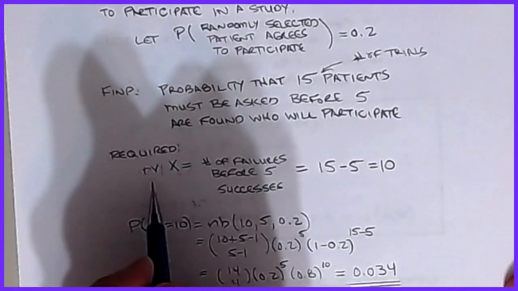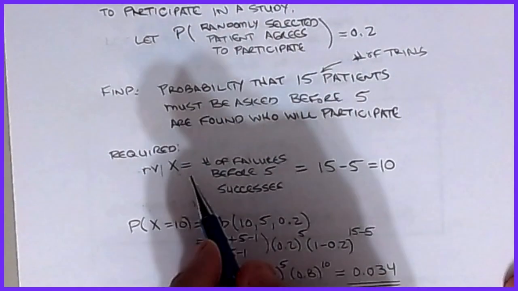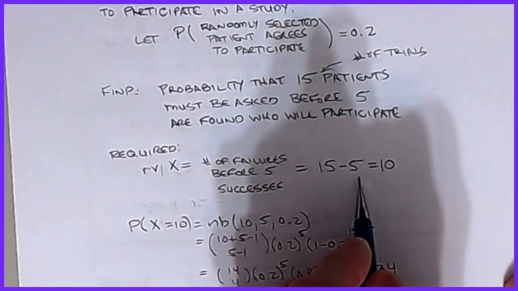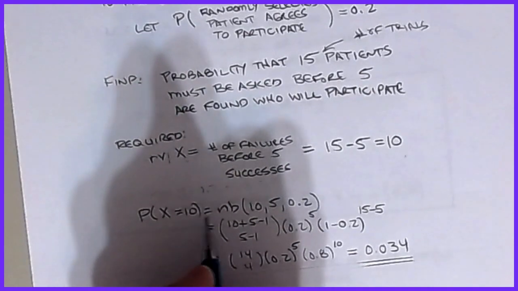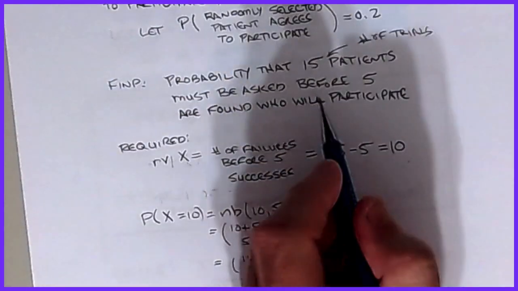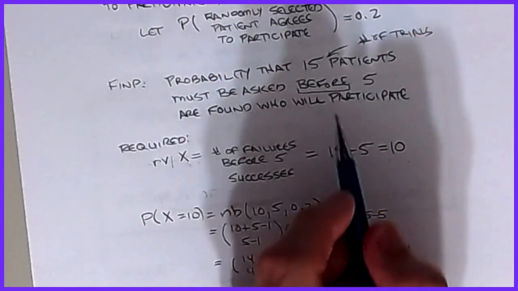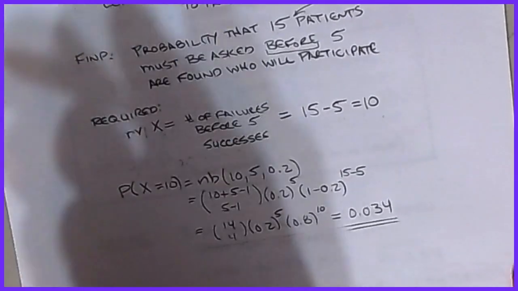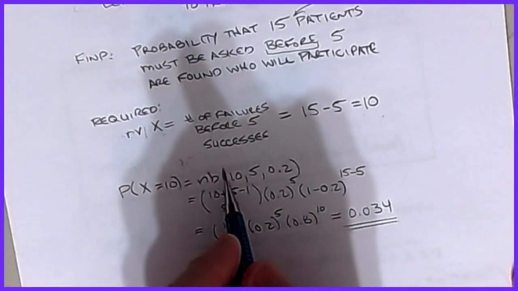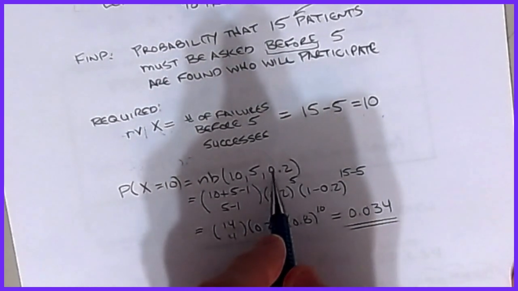We're going to require the random variable x to be the number of failures before 5 successes. So if we do that, we calculate this quantity as 15 minus 5 is equal to 10. And so we're looking for the probability of x equals 10 on a negative binomial. Now again, we had the keyword before here, or until 5 are found. That's the tip-off that this is a negative binomial. So my x parameter is 10, my number of successes I'm looking for is 5, and the probability of achieving a success is taken as 0.2.